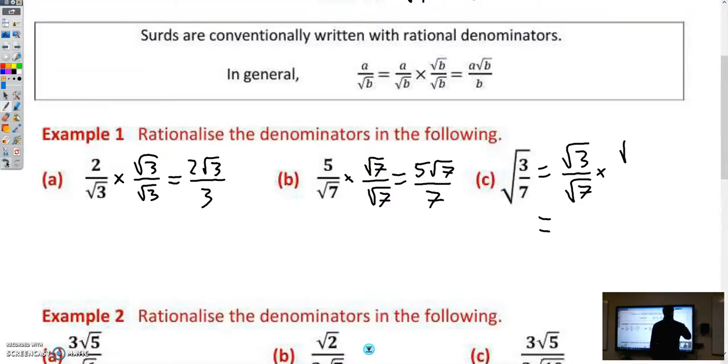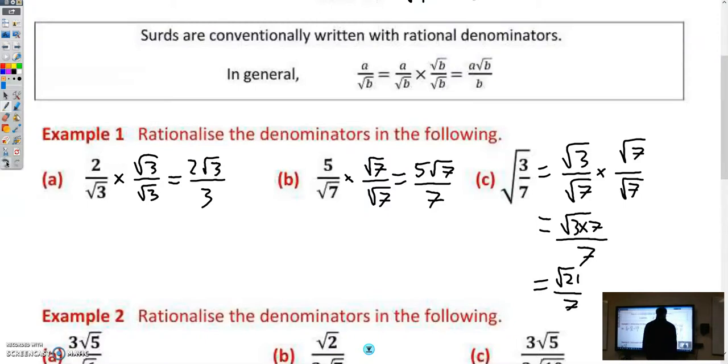Okay. This does not change the number, as root 7 divided by root 7 is equal to 1. So, essentially multiplying by 1. The top becomes root 3 times root 7, which is the square root of 3 times 7. Divided by root 7 times root 7, which is 7. So we end up with the square root of 21 over 7. Okay? We rationalize it. We change it so that there is a rational number as the denominator.